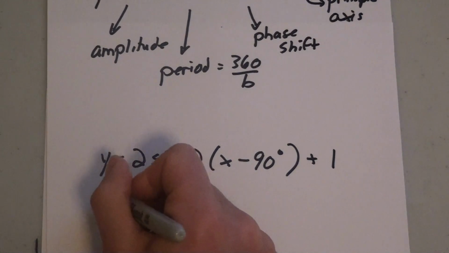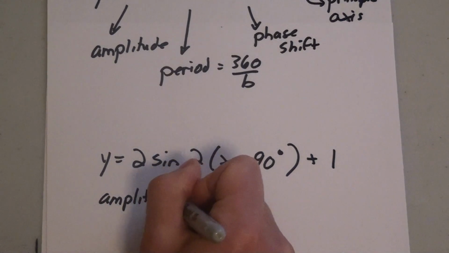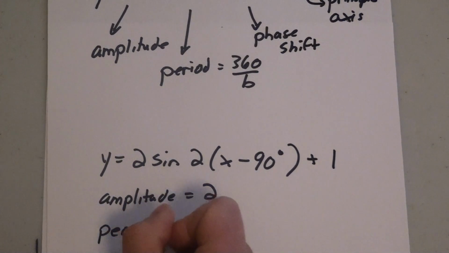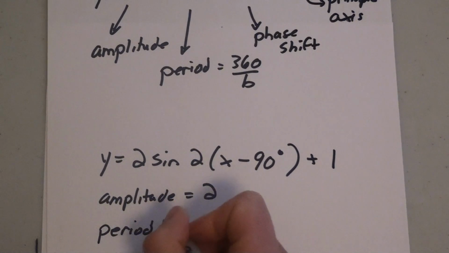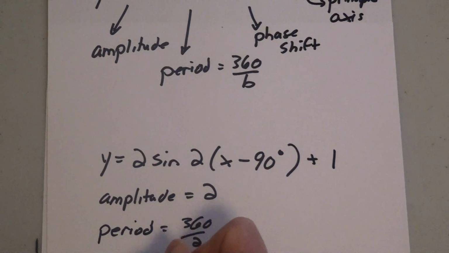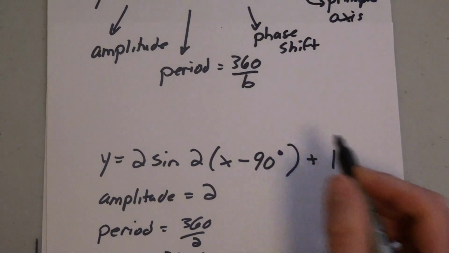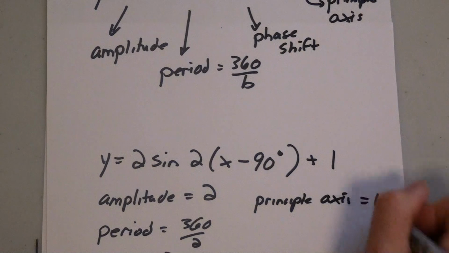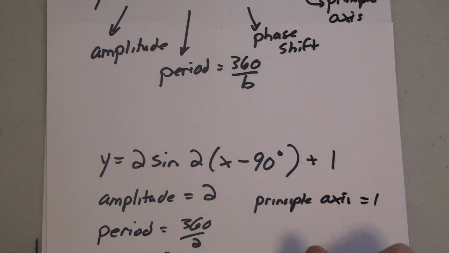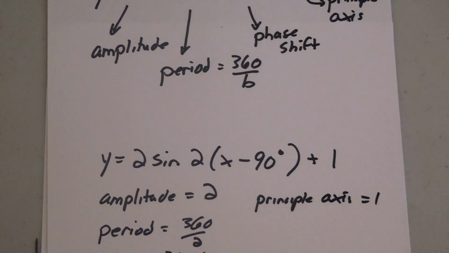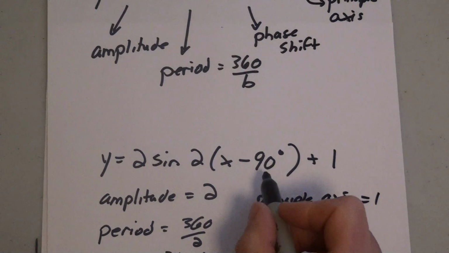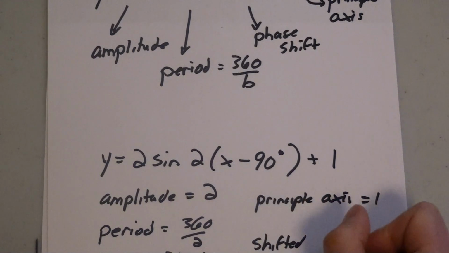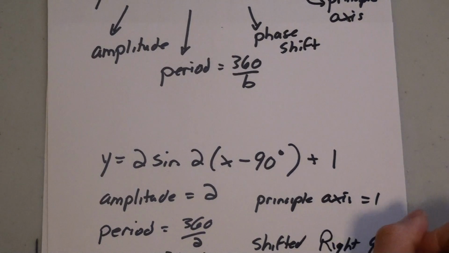Well, in this case, my amplitude will equal 2. That's what your A value is. Your period is going to be divided by the B value. So it's going to equal 360 divided by 2, which is 180 degrees. You'll have a principal axis of 1. So it won't be centered along the 0. It'll be centered along the 1 now. So everything's going to be shifted up by a value of 1. And this x minus 90 means it's going to be shifted, and you're going to do the opposite. It's going to shift to the right 90 degrees.